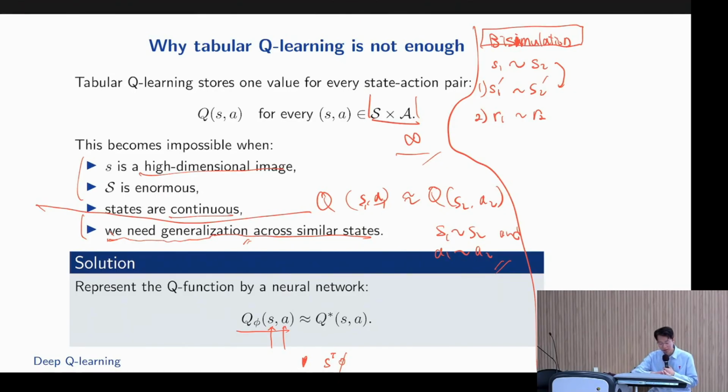Anyways, since this is the intro to deep learning class, we're going to use a neural network, because neural networks are especially good when it comes to generalization across similar states. So for similar states, we want the Q output to be similar.